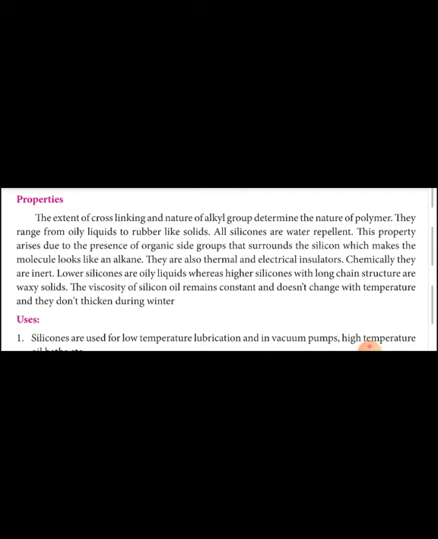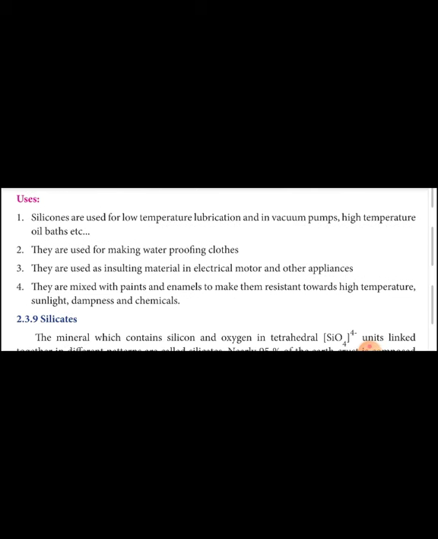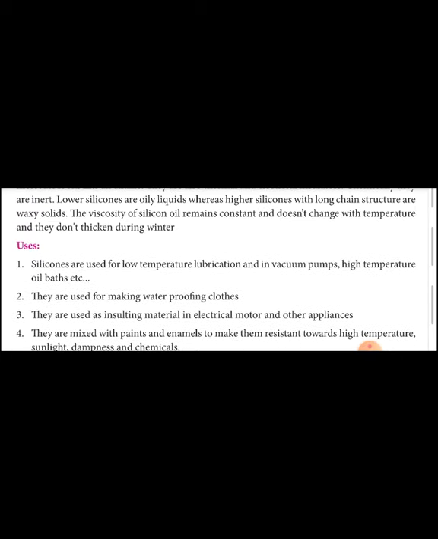It is also an important 3-mark question. The last topic is uses of silicones. Silicones are used for low temperature lubrication, in high vacuum pumps, and in high temperature oil baths. I already explained, it is a high thermal stability compound, so they use it for high temperature oil baths. Then they are used for making waterproofing textiles. It is water repellent due to the presence of organic group, so they are used for making waterproofing textiles.